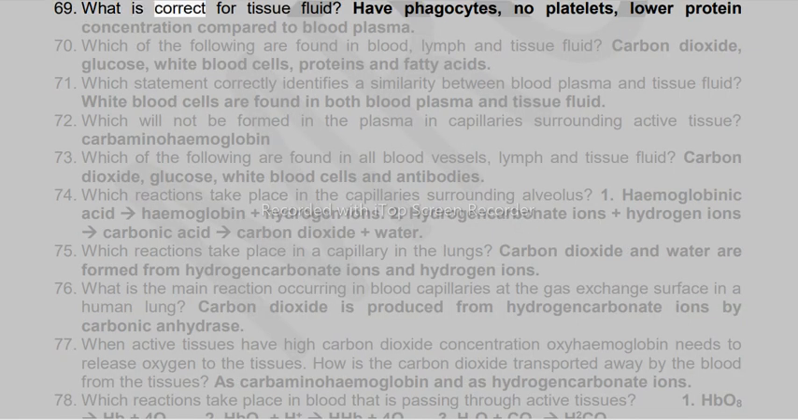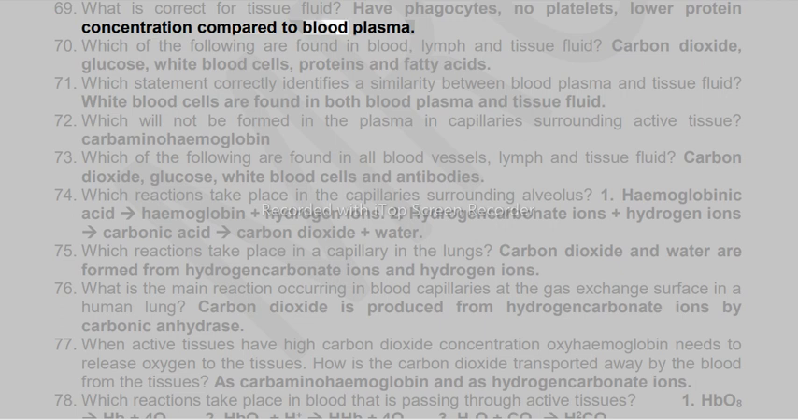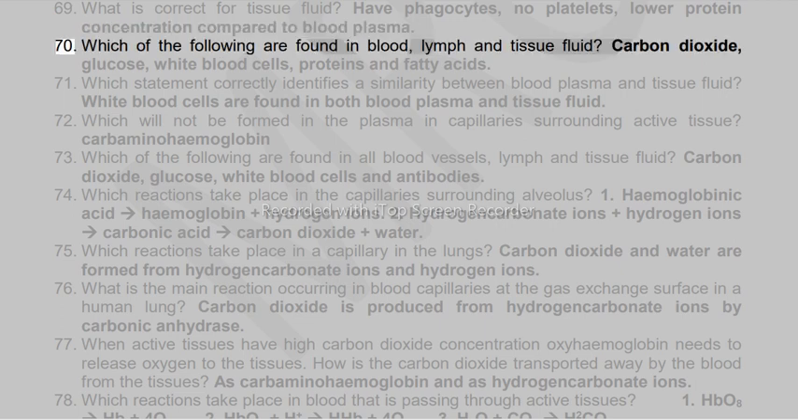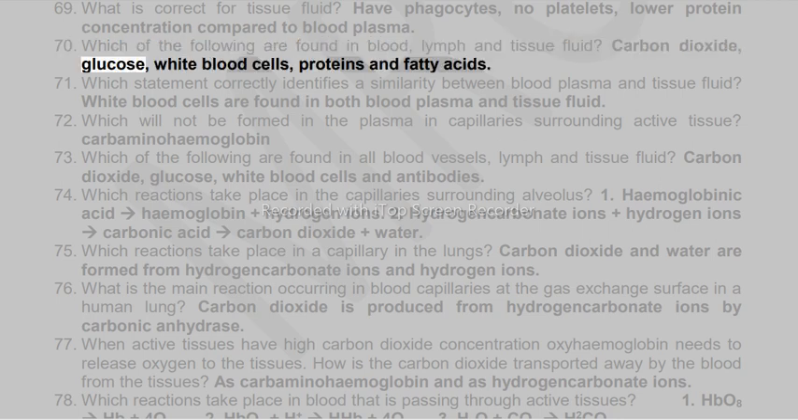69. What is correct for tissue fluid? Have phagocytes, no platelets, lower protein concentration compared to blood plasma. 70. Which of the following are found in blood, lymph and tissue fluid? Carbon dioxide, glucose, white blood cells, proteins and fatty acids.